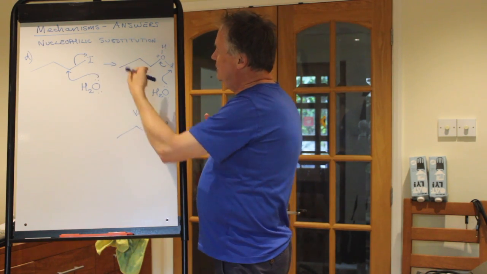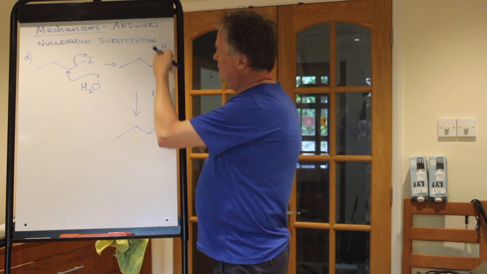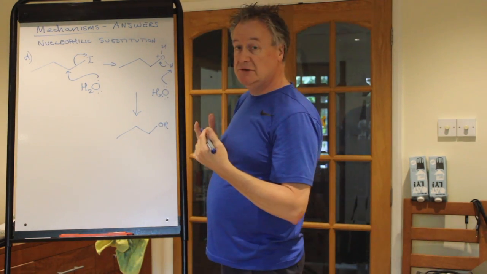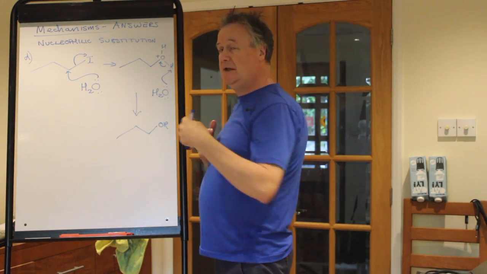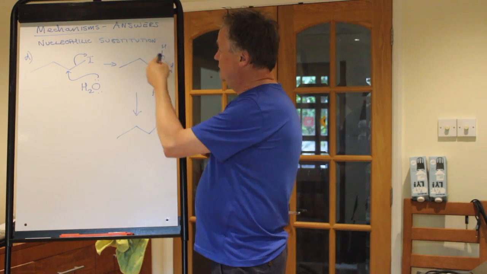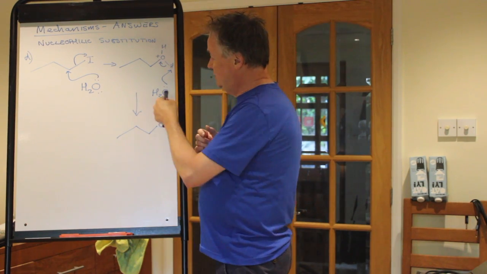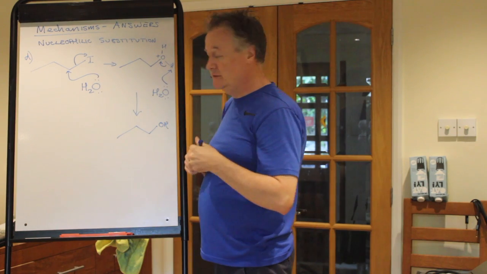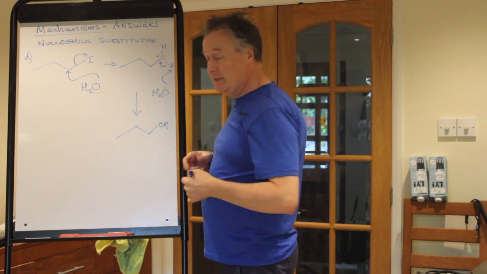It goes in, iodide leaves, and we get this 3 bonded oxygen, 1 too many bonds, lone pair used to make the extra bond, so the oxygen carries the plus charge, then another water comes in, removes the hydrogen, and we end up with propan-1-ol.